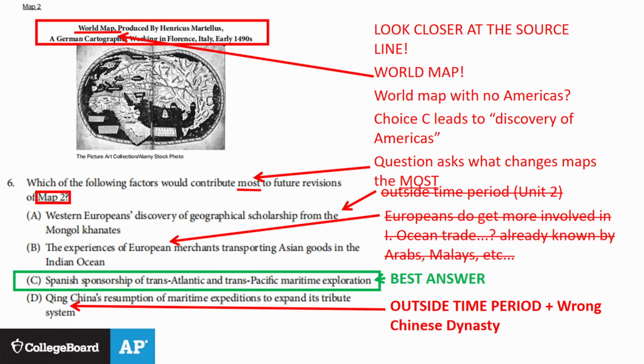This is a classic example of the need to both read the question carefully and look at the source material closely. Part D should just be obviously wrong.